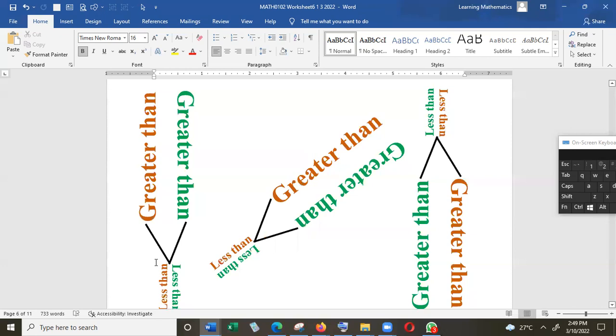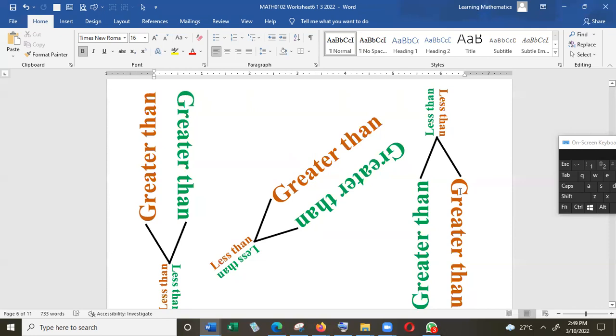It can even face down and up. So if you're facing down, the opening is called greater than, the point is called less than. If it is facing diagonally, the opening is called greater than, the point is called less than.